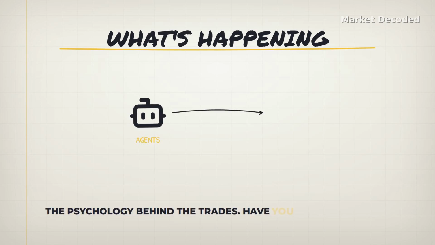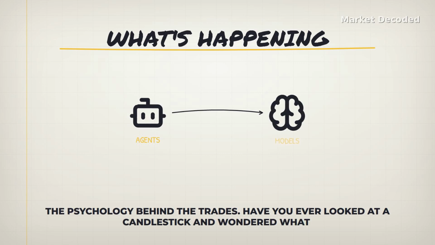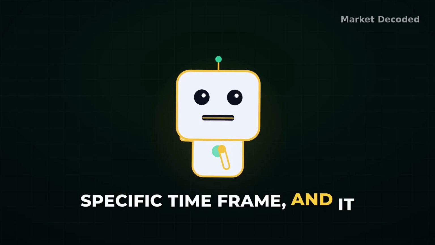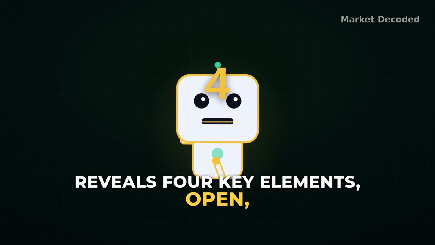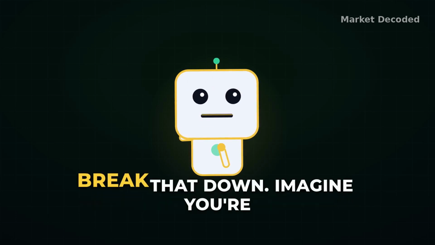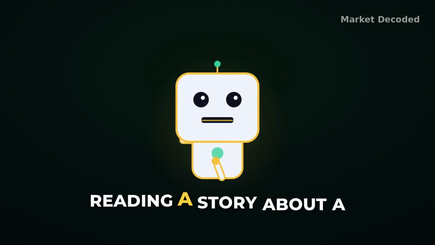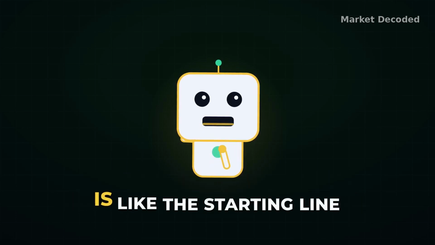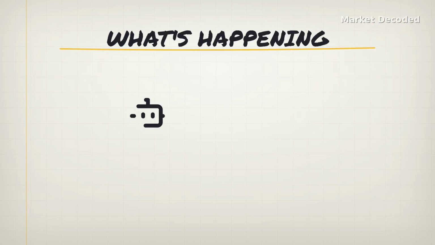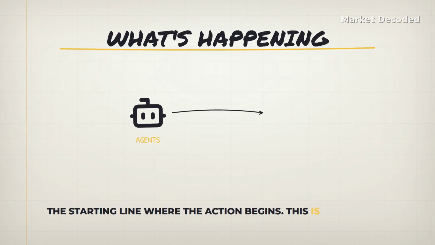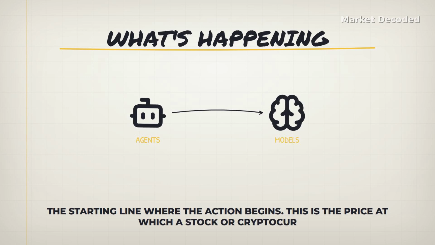Have you ever looked at a candlestick and wondered what story it's trying to tell? Each candlestick is essentially a mini biography of market action over a specific time frame, and it reveals four key elements: open, close, high, and low. Let's break that down. Imagine you're reading a story about a thrilling race. The open price is like the starting line, where the action begins. This is the price at which a stock or cryptocurrency first trades at the beginning of that time period, whether it's a minute, an hour, or a day.